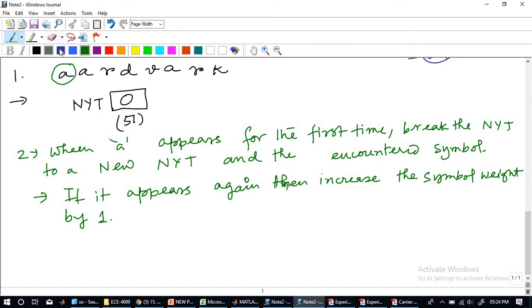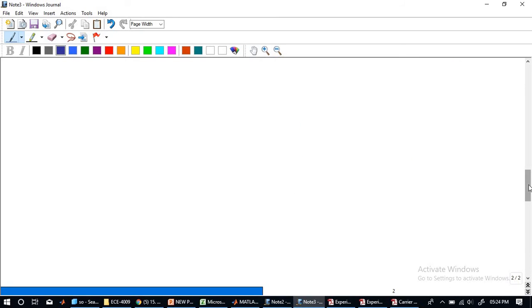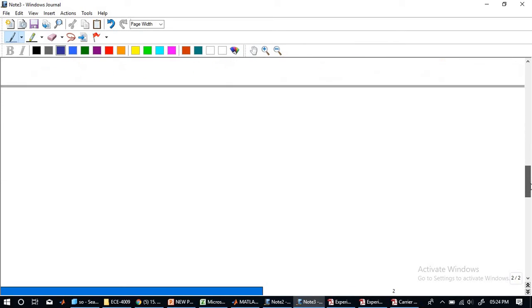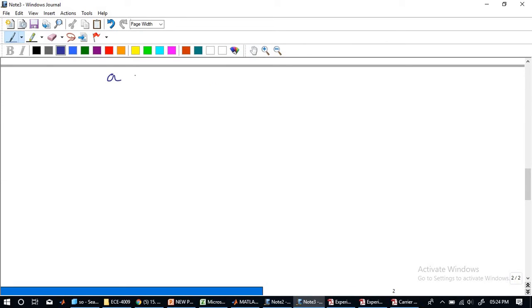So the step involved here is, so I'll go down. So I'll write it here. Okay. So you have A, R, D, V, A, R, K. This is a very important example because it contains all the possibilities of an adaptive Huffman code. That's why you will find on the internet also they explain it using this particular example. So I'm taking this as an example.